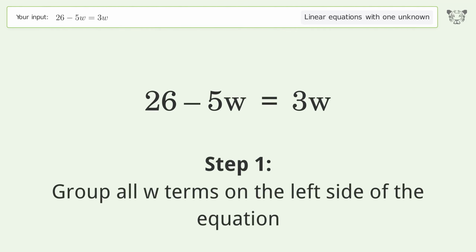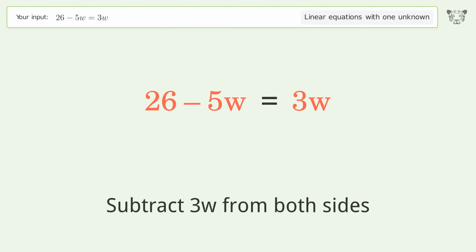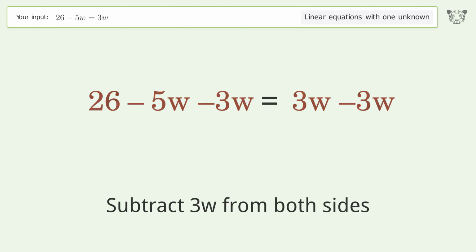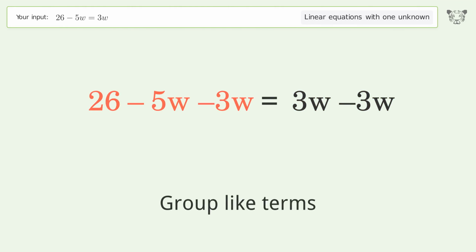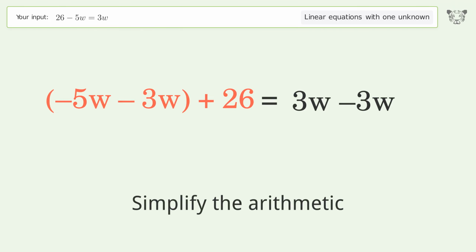Group all W terms on the left side of the equation. Subtract 3W from both sides. Group like terms. Simplify the arithmetic.